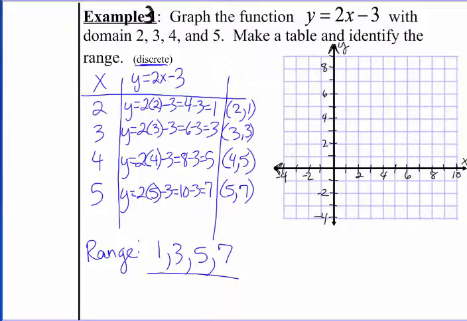So we have (2, 1). So you go to the right 2, up 1. It's always the x first, y second. Then we have (3, 3), (4, 5), and (5, 7). Now, like I said before, this is discrete, which means you're going to leave it just as dots. You are not going to connect the dots at this point. Later, we'll talk about the difference between discrete and continuous and when you're going to connect them and when you don't. In this case, I gave you a specific domain. That's the domain we are graphing, so it's just those 4 dots. And that is our graph.